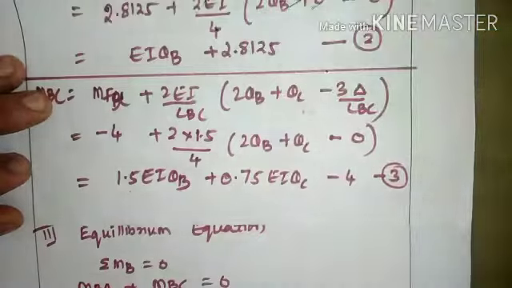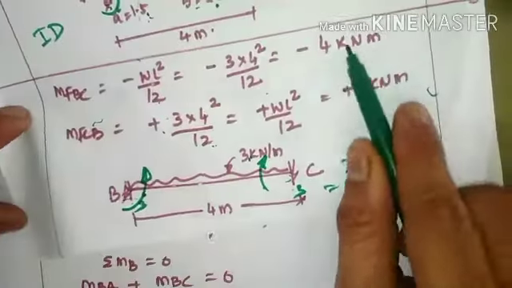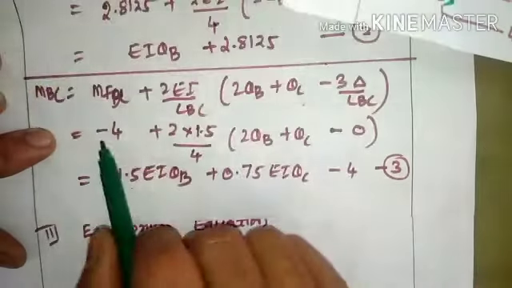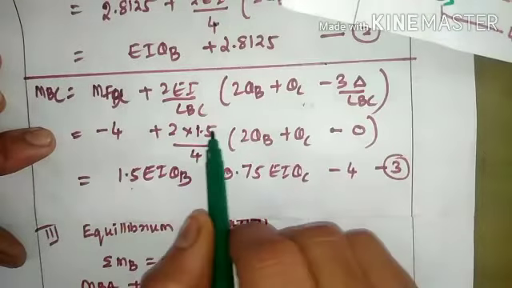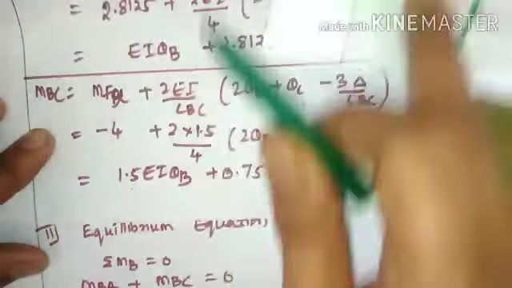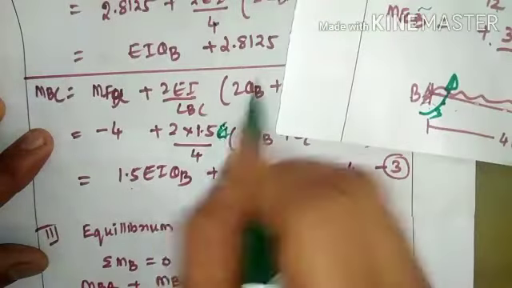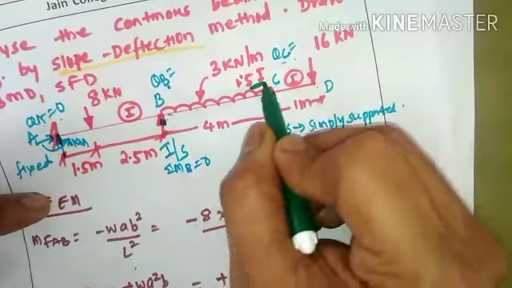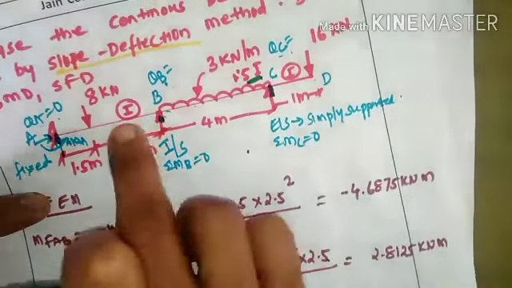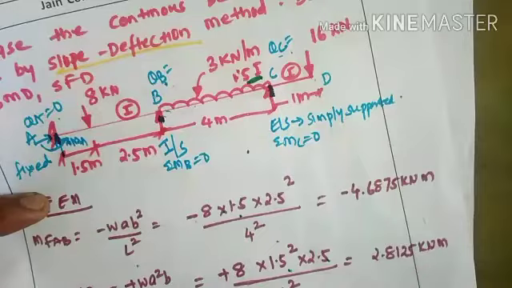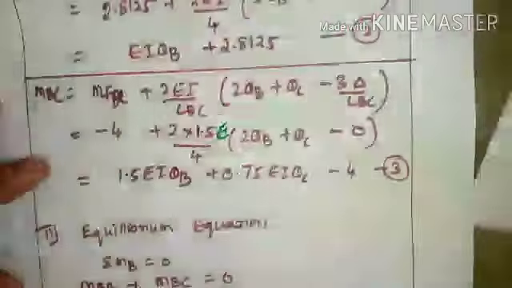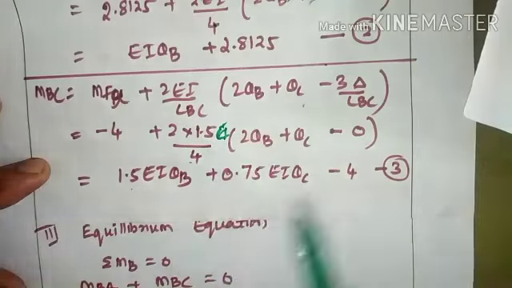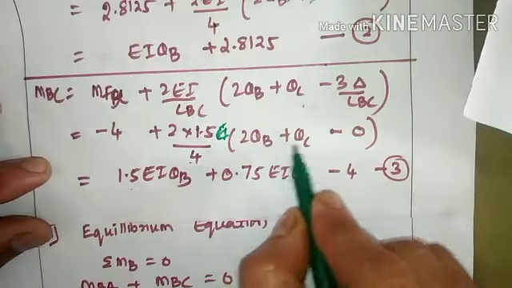MFBC value that was calculated was minus 4. So substitute here as minus 4 plus 2 into 1.5. Why is it 1.5 EI here? Because if you look at this particular diagram, the I value is 1.5. In the earlier span the I value was 1, so you took it as it is. Now here the I value is 1.5. So this is 2 into 1.5 EI divided by 4, 2 theta B and theta C.